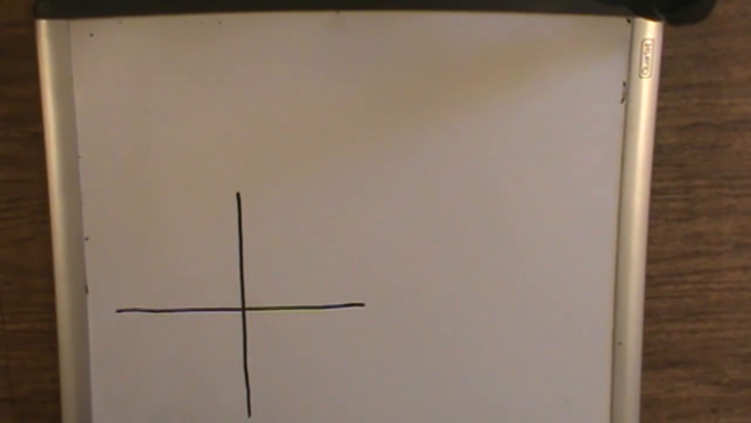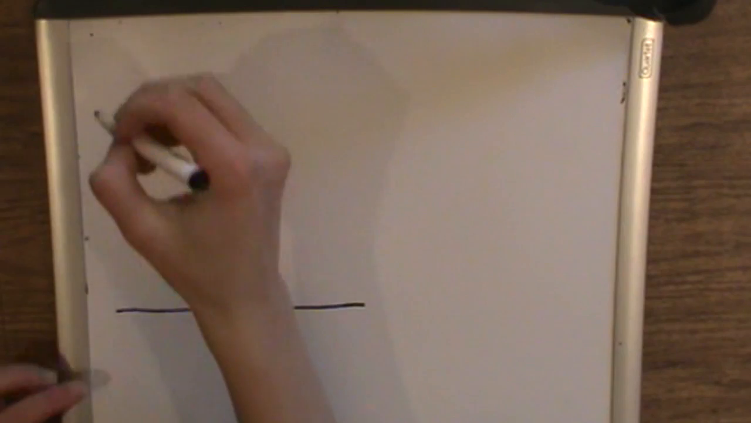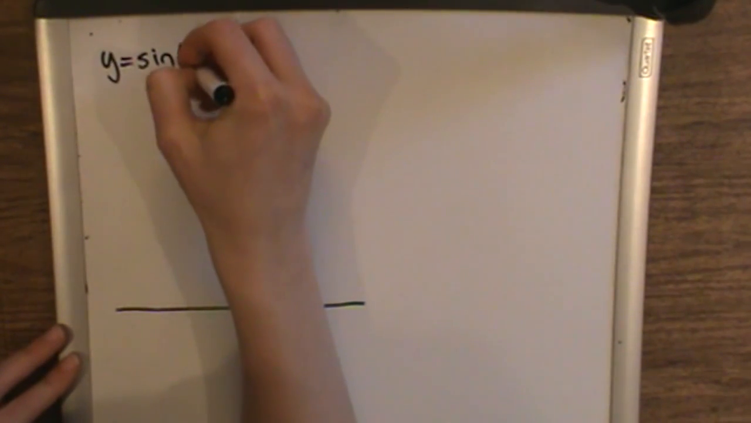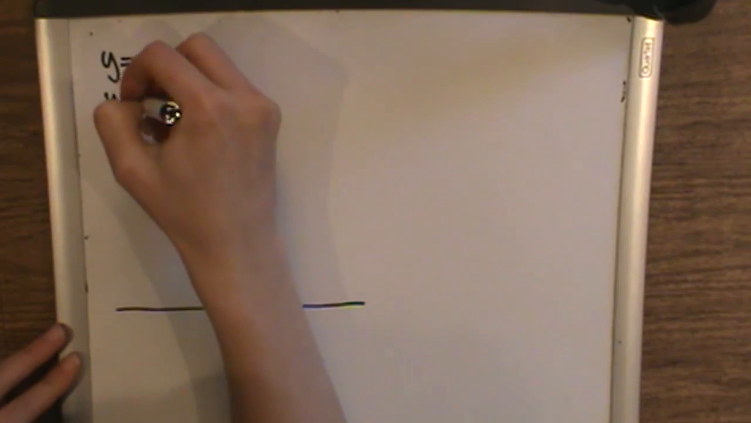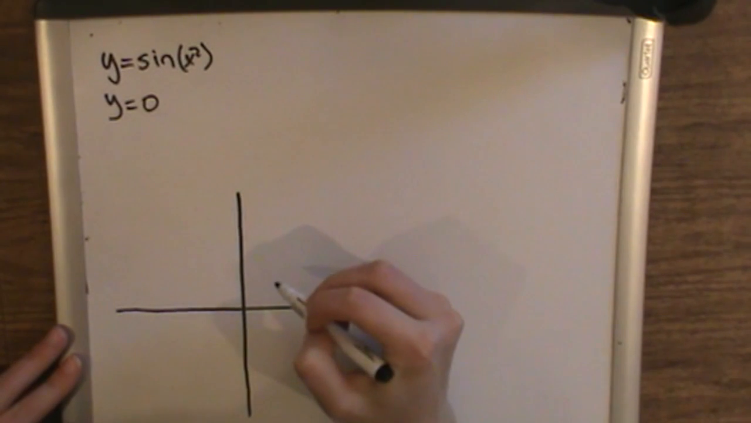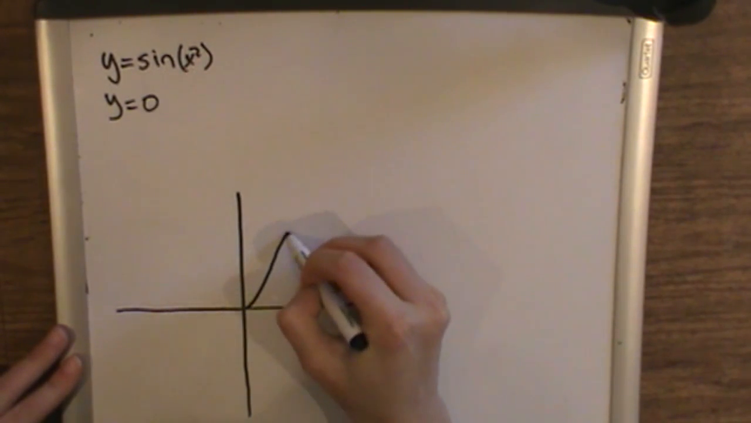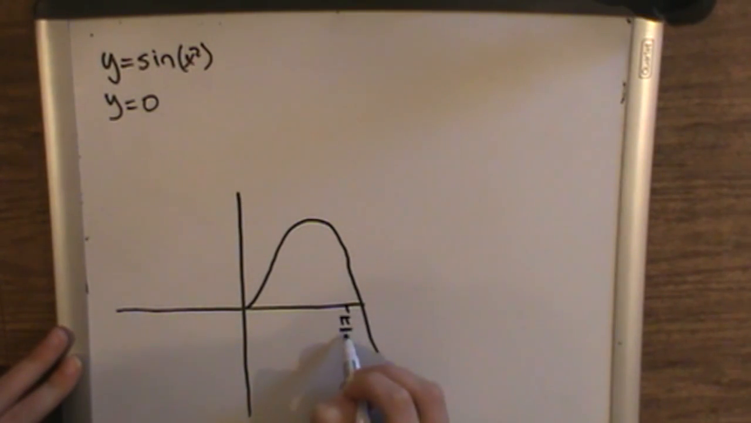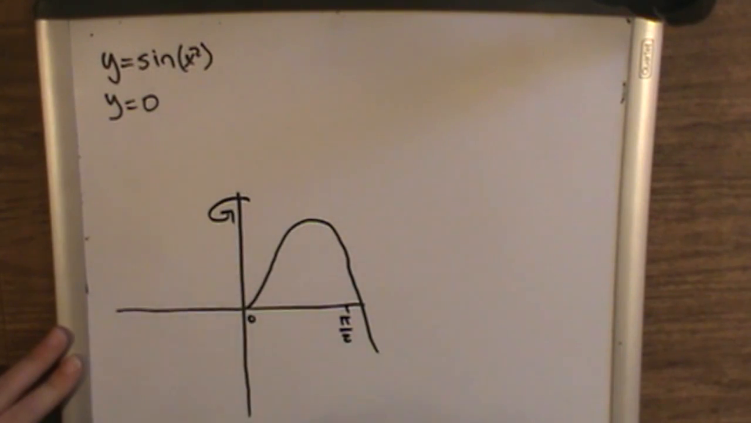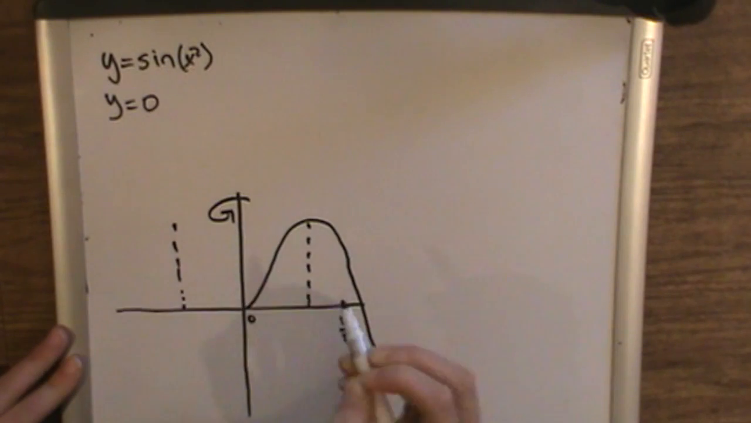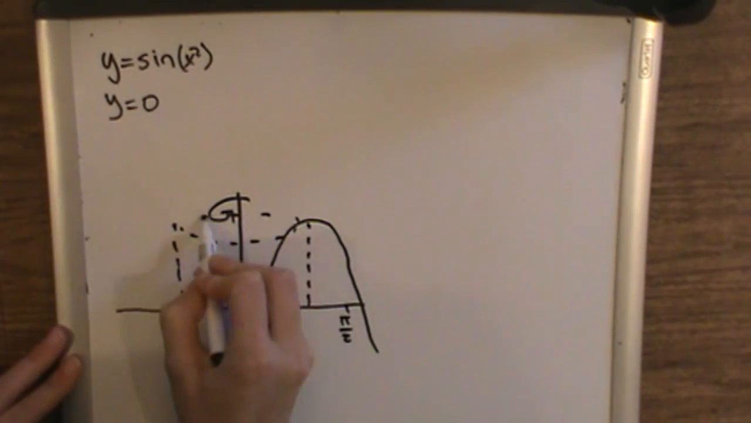Let's do an example. Say we have the functions y equals sine x squared and y equals 0, with boundaries from 0 to pi over 2, rotated around the y-axis. First, sketch the region of the graph being rotated around the y-axis. Then draw out the cross-section. In this case, the cross-section will be a cylinder, where the radius will be x and the height is sine x squared.